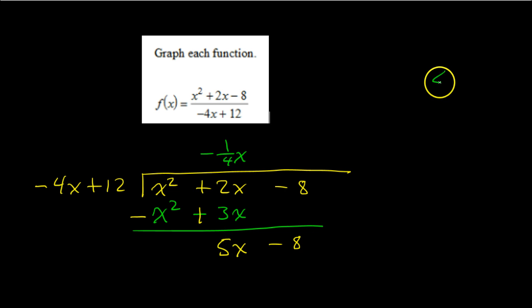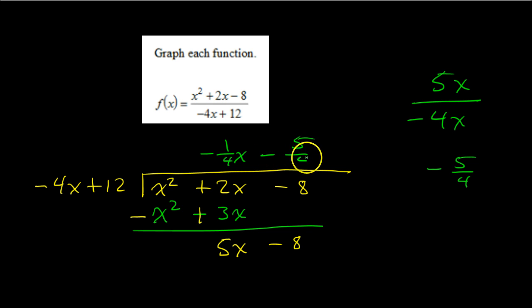I'm going to divide 5x divided by negative 4x. Those x's will cancel out, and that will make negative 5/4. So I'm going to have negative 5/4 up here. Now I'm down to a constant, so I could keep going and multiply this and put it down, but whatever happens next is going to be the remainder. So I don't need that in order to do what I'm doing.